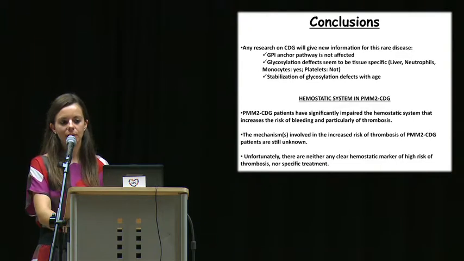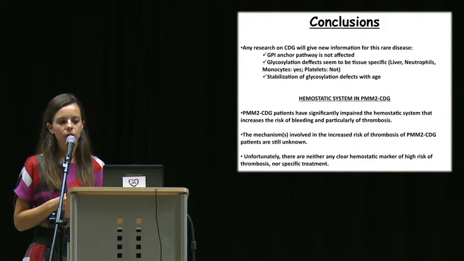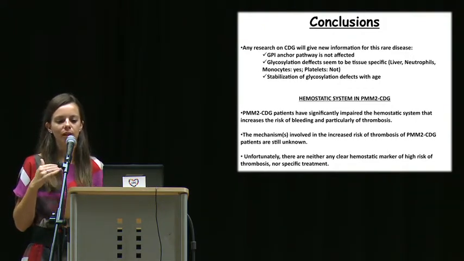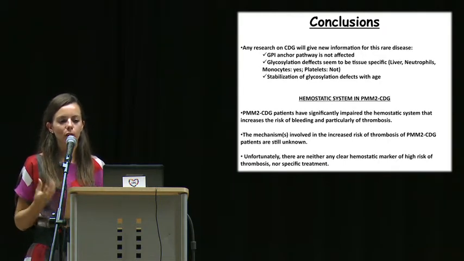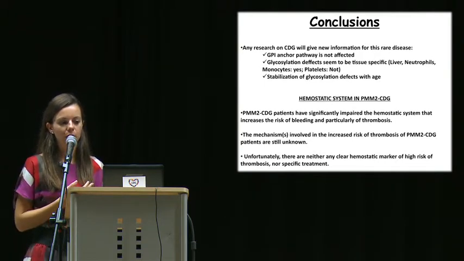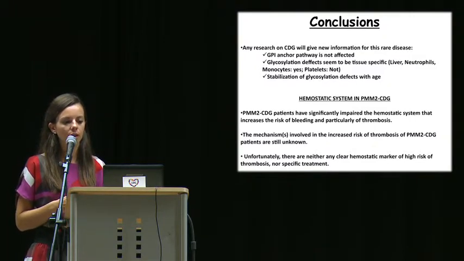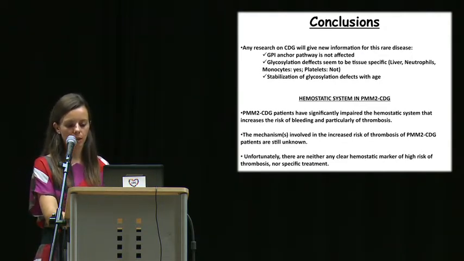But I would like to remark that any research on CDGs will give new information for this rare disease. This disease is very complex, but any step that we take in a study reveals new information, and we are little by little getting to know this disease better. Like this one: the GPI anchors pathway is not affected, the glycosylation defect seems to be tissue-specific, and there seems to be a kind of stabilization of the glycosylation defects with age.